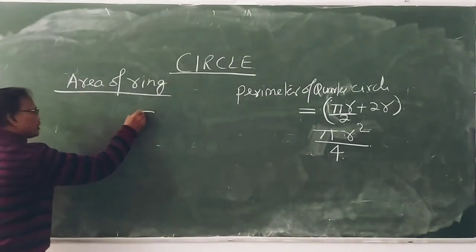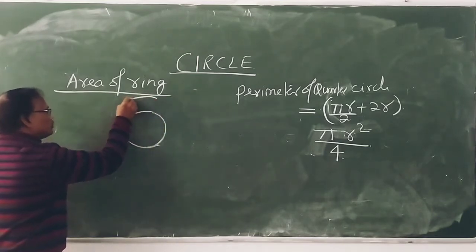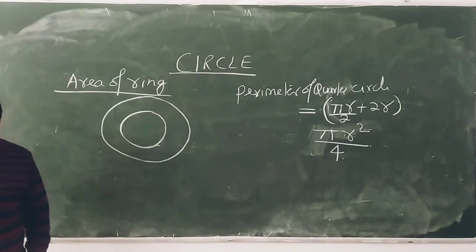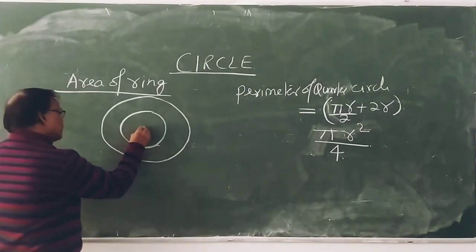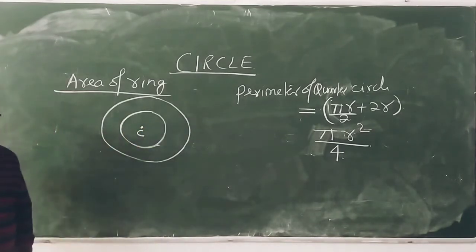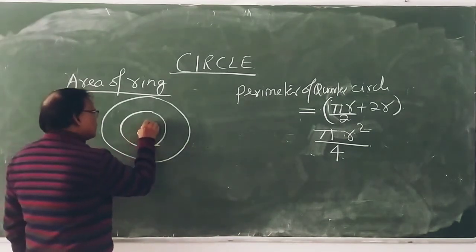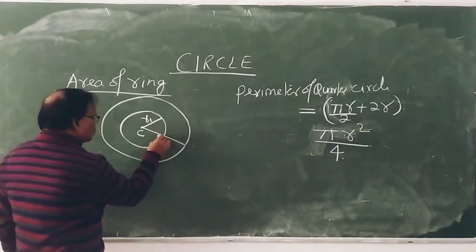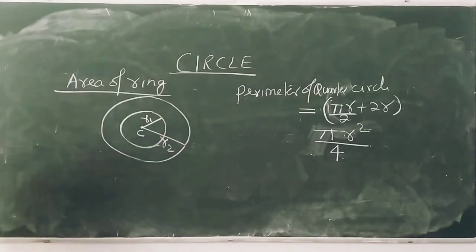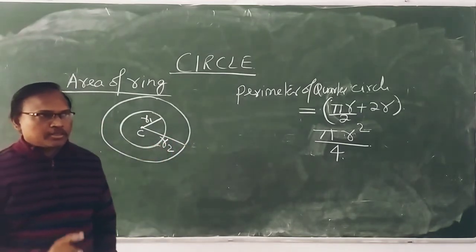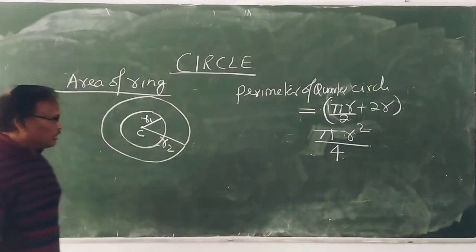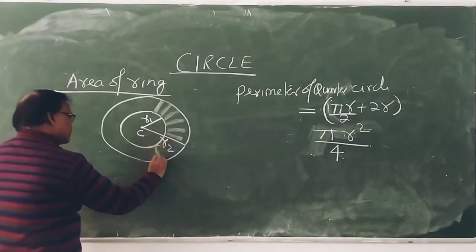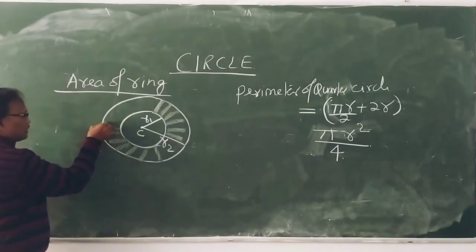Area of ring. What is a ring? When you have two circles like this, and both circles have the same center, that is C, and this is R1 and this is R2, it means the radius of the outer circle is R2 and the radius of the inner circle is R1. So how will you find the area of this shaded part?